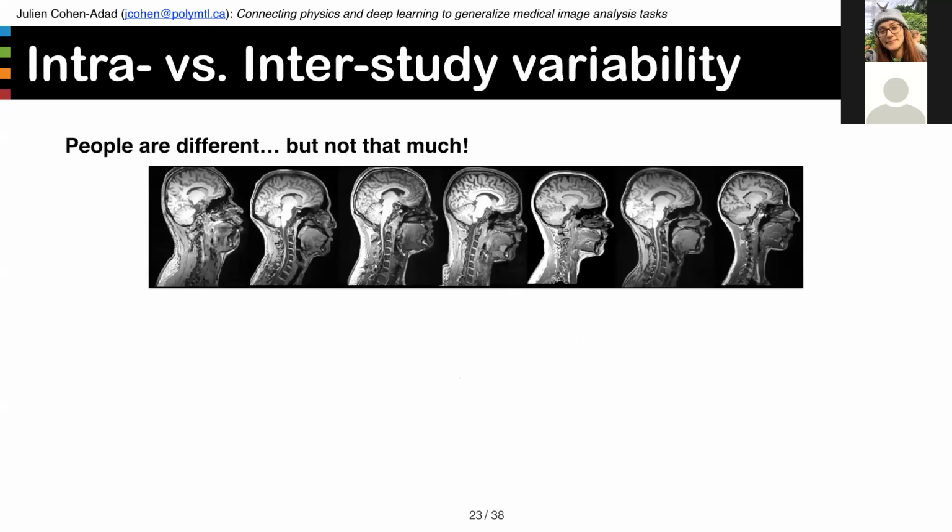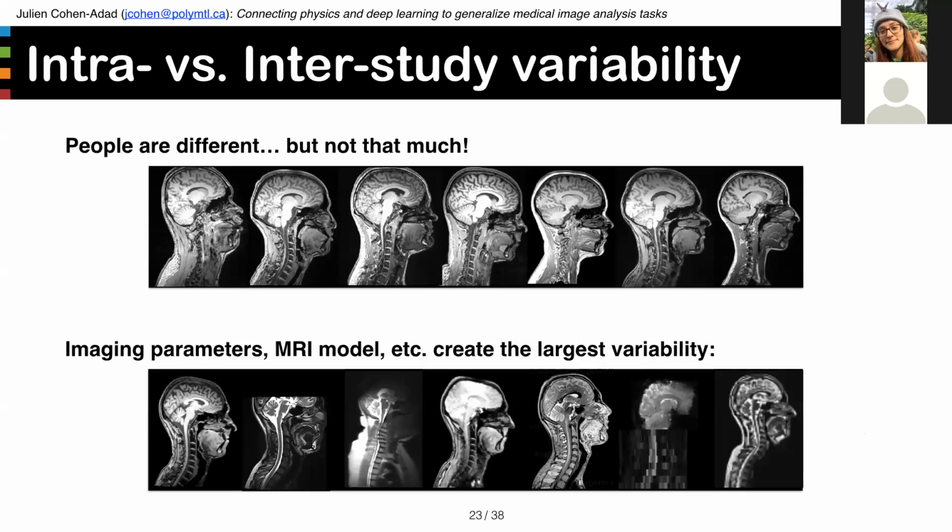So when we look at the problem we are facing, in fact, people are different, but not that much. When we look at MRIs of different people, they look pretty much the same. But the real problem is that if you take the same person that you image with different MRI parameters, different fields of view, and so on, this is where the biggest data variability comes into play.